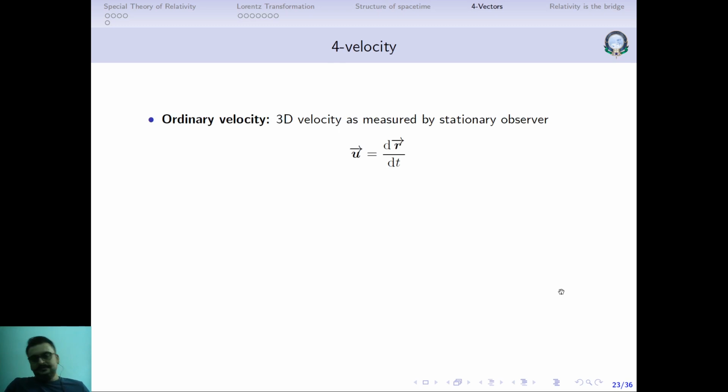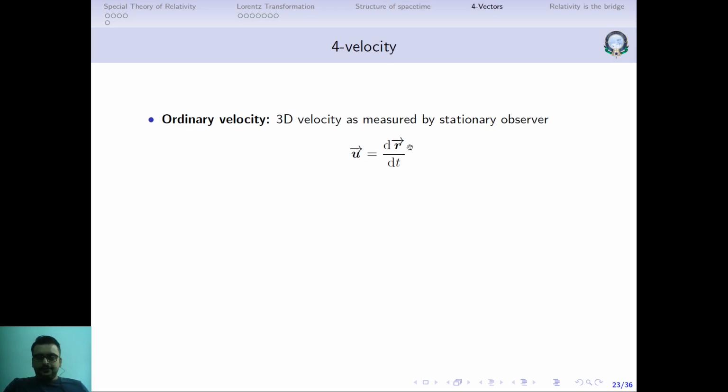Then this brings us to 4 velocity. 4 velocity is a 4 vector, which means it transforms under Lorentz transformation. So what is ordinary velocity? Ordinary velocity as measured by a stationary observer is the rate of change of position, right? So we call it u. We don't call it v, because I'm reserving v for the relative velocity between reference frames. V is the relative velocity between reference frames, and u is the velocity of a particle.